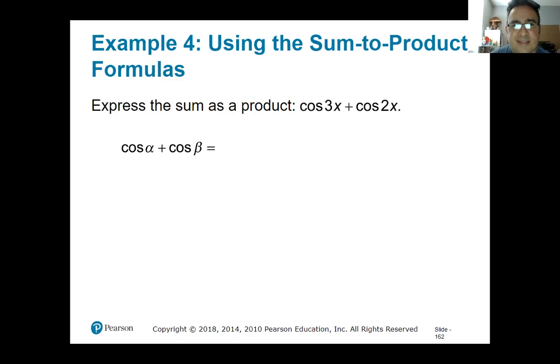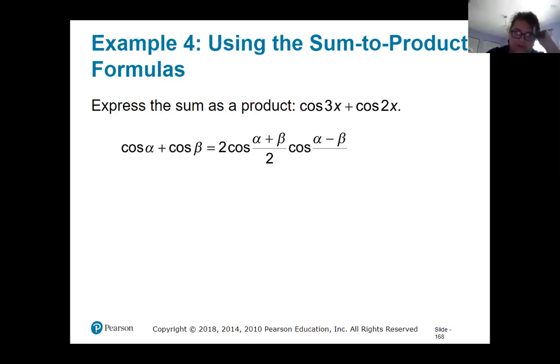And now what is the formula? 2 cosine of A plus B over 2, and then cosine of A minus B over 2. Good job, Nicole. Okay, so that's our formula.